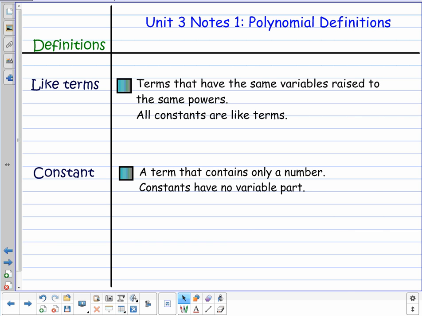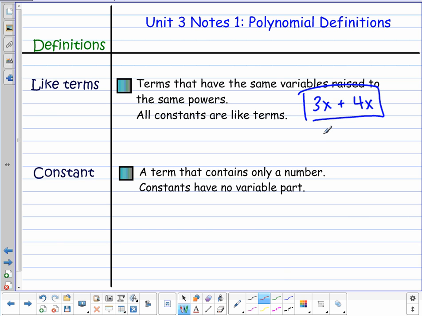Okay, so for like terms, if we talk about like terms for a second, like terms would be saying something like 3x plus 4x. Those are like terms. However, 3x plus 4y are not like terms. And also 3x plus 4x squared, those are not like terms. 3x and 4x are like terms because they have the same variable raised to the same power. This has different variables. This has the same variable raised to 2 different powers. Constant is just a number. That's all a constant is, 5, 100, -2. Those are all constants. They have no variable part.